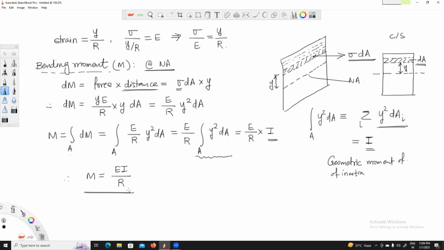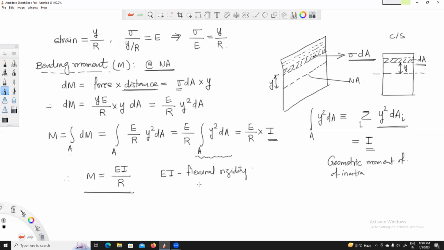So let us understand the terms here. M, bending moment produced in the beam. E, Young's modulus of the beam material. I, geometric moment of inertia. And R is the radius of curvature. And now in this formula, this EI term is termed as flexural rigidity.